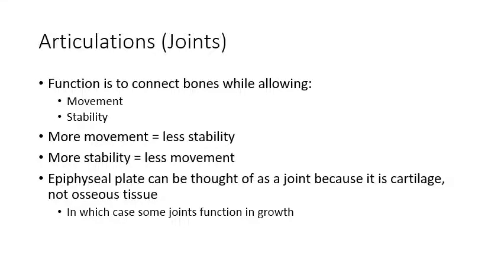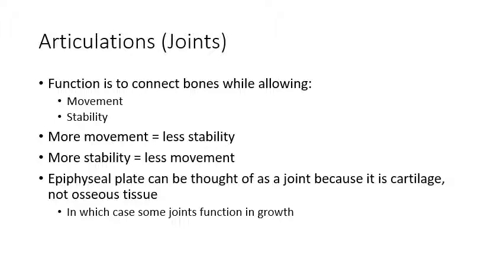So the most movable joints, like the shoulder and knees, for instance, have the least stability in the body, and the joints that have the least amount of movement associated with them are the joints that are the most stable. And in fact, some joints don't allow any movement at all, and those are the absolutely most stable joints. An example would be like the joints between the bones that make up your skull.